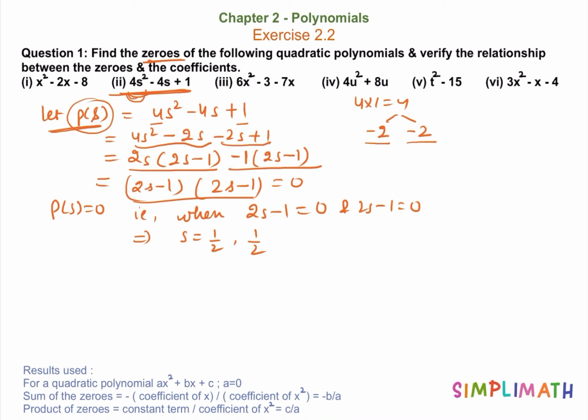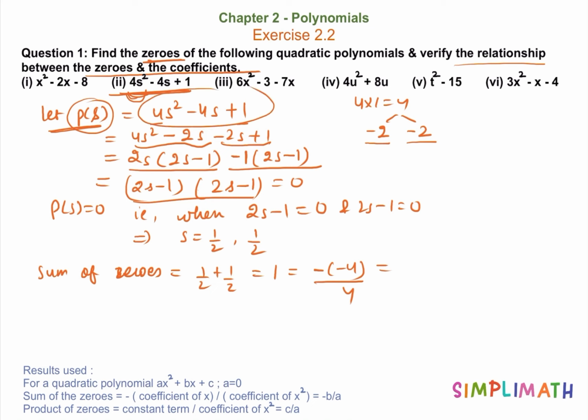Now let us come to the second part of the question, which asks us to verify the relationship between the zeros and the coefficients. Okay, now let us come to the sum of the zeros, which is half plus half, which equals 1. So I can write this as minus of minus 4 by 1. Now from here, I can say what is minus 4? Minus 4 is the coefficient of s, upon what is 4? 4 is the coefficient of s square, right?